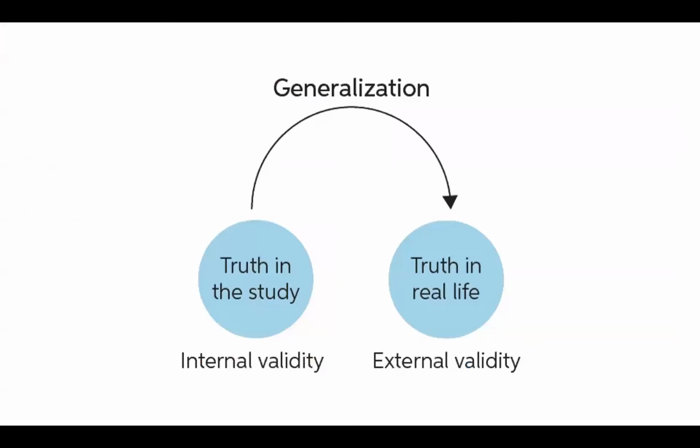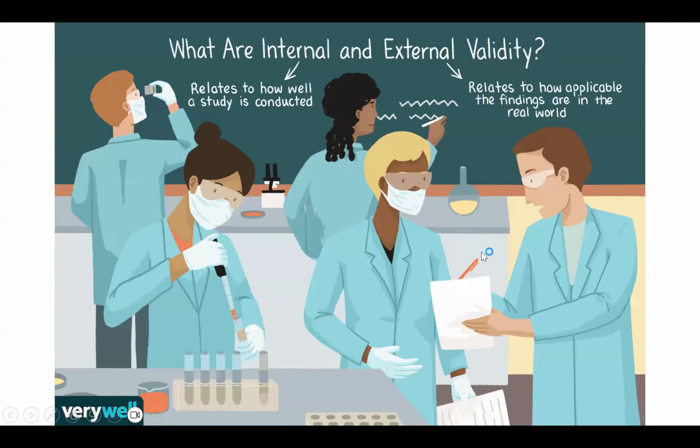So this is another diagram to shortly explain the internal and external validity. Internal validity tells us about the truth in the study, but the external validity is more about generalization and about the truth in real life. Again, internal validity relates to how well a study is conducted, whereas external validity relates to how applicable the findings are in the real world.